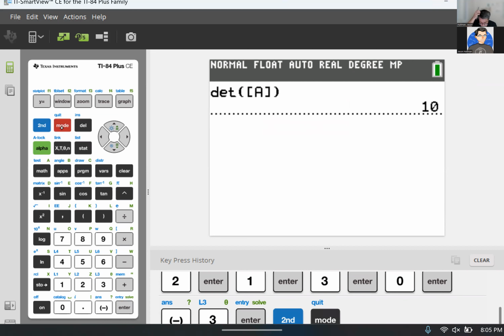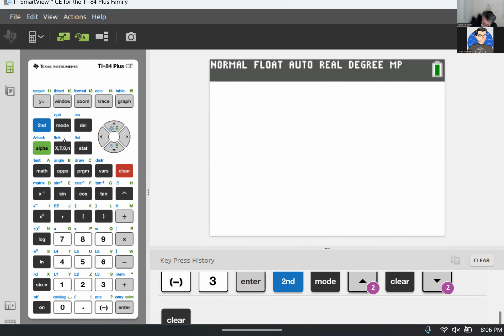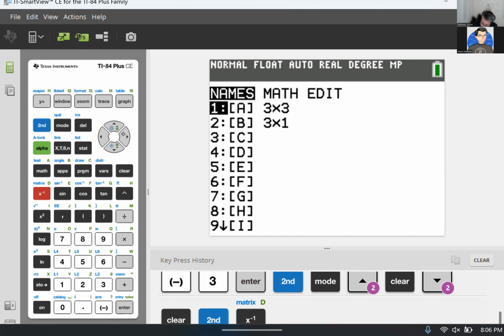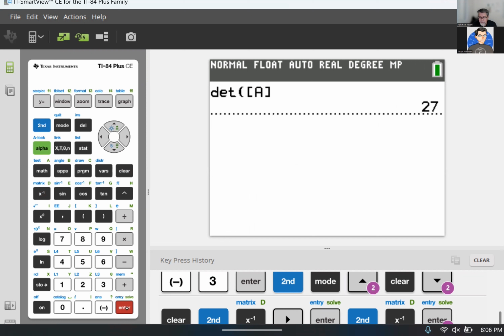I'm going to go second quit. Let's find the determinant first, just to verify that we calculated the determinant correctly. So just real quick, I'm going to go to second matrix, go math and hit the determinant. Then we'll go second matrix and call up A, hit enter, and the determinant is 27. So that verifies that. Now let's find the inverse. To find the inverse, it's actually pretty interesting.